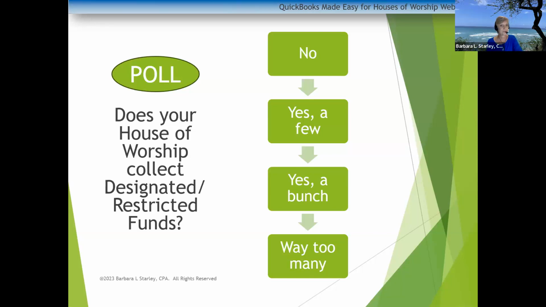Okay, good. So go ahead and end the poll, and you can see the result here. Yes, a few, and yes, a bunch. So this is very typical. 75% of you are saying that you have designated and restricted funds.